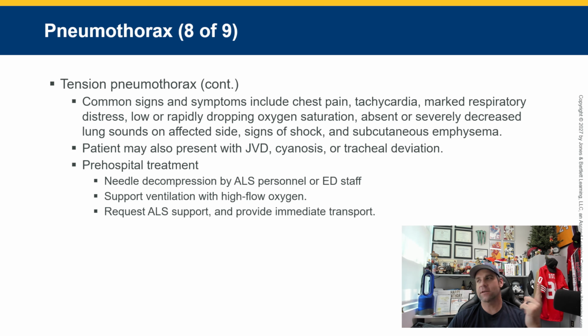Some other big ones are jugular vein distension, cyanosis, and tracheal deviation, but those aren't reliably present, especially tracheal deviation, which is more of a later sign. It just means your trachea is moving away from the collapsing lung, because so much pressure on the mediastinum is pushing everything to the opposite side.